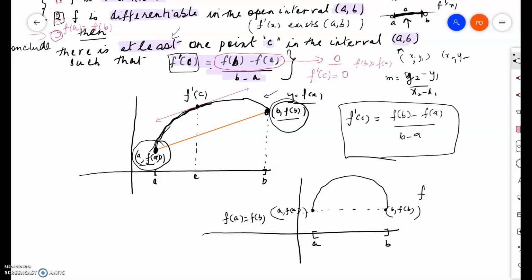And in this case, we can find a point within the interval (a, b) such that the slope of the tangent line at this point c, which is by definition f prime of c, is equal to the slope of the line joining these two points. Since they are parallel lines and also horizontal lines, the derivative or the slope of the line joining these two points is equal to 0, and therefore f prime of c equals 0.